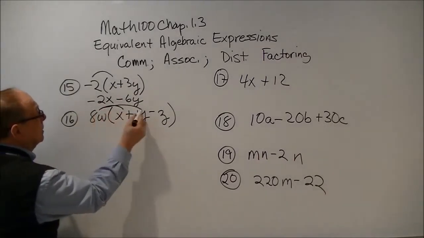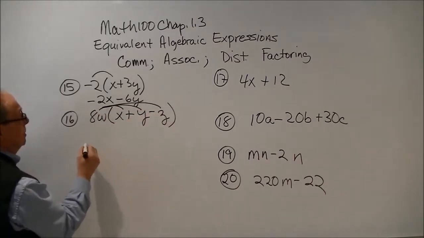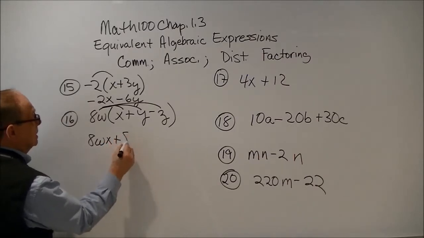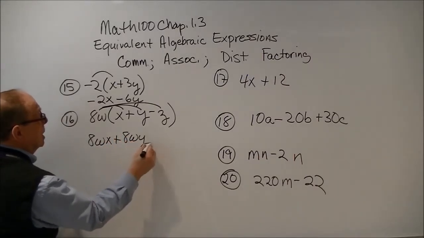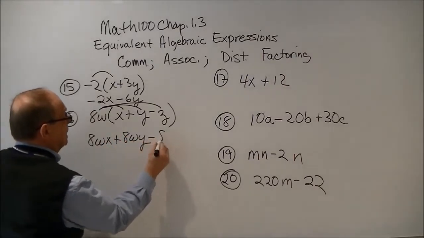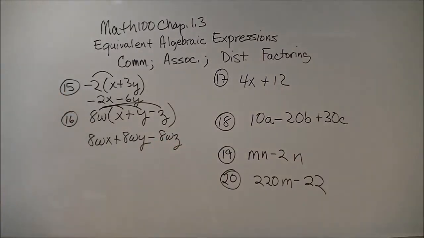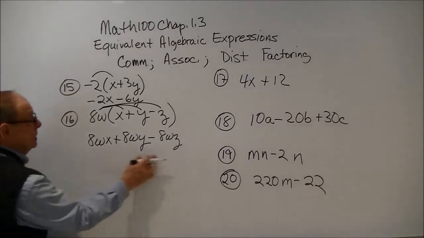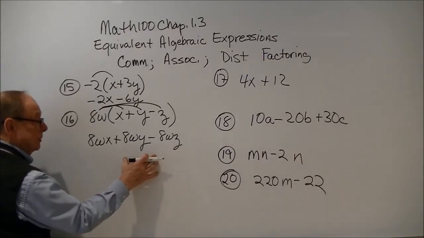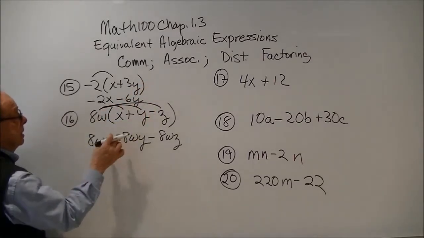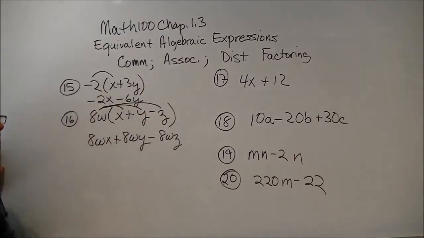Again, we're going to distribute that 8w, so 8wx plus 8wy minus 8wz. Now notice for each of these, after we distribute, by reversing it through factoring, we would get what we have on top. So these two processes often go together.